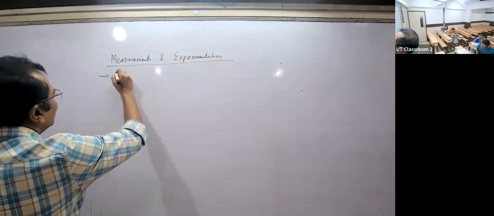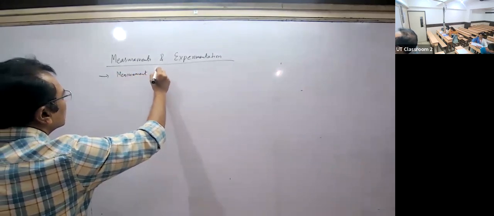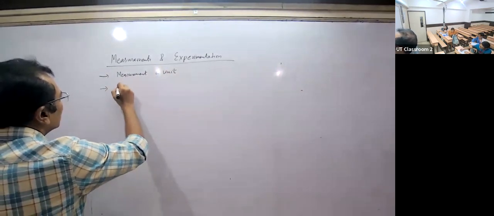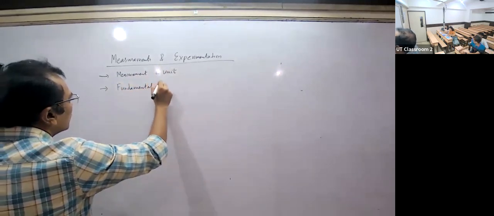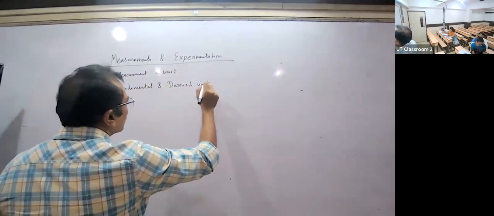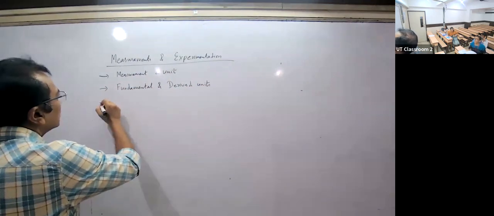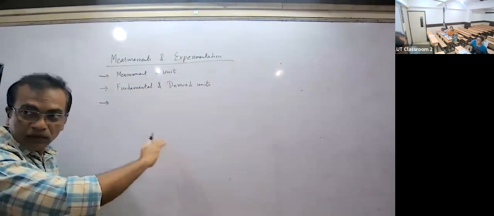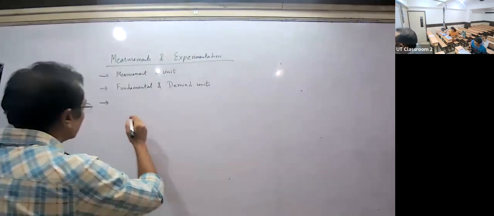We had defined what is measurement and unit. Then we had discussed the difference between fundamental and derived units. Fundamentals are independent, derived are dependent on fundamental. And we had discussed what are the quantities. And we had also discussed system of units, right?